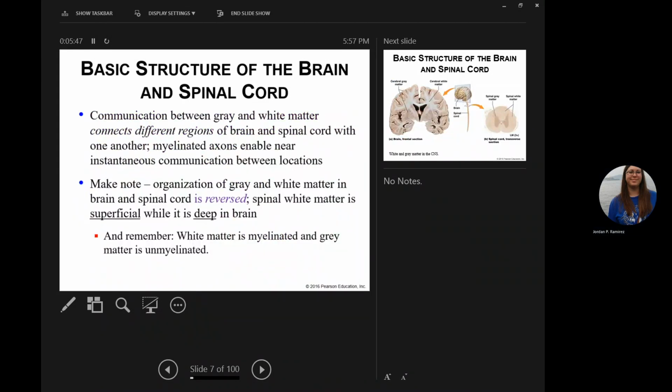All right, so let's talk about the basic structure of the brain and the spinal cord. Communication between gray and white matter connects different regions of the brain and the spinal cord with one another. Myelinated axons enable near instantaneous communication between locations. However, you do need to know that the organization of the gray and white matter in the brain and the spinal cord is reversed. The spinal white matter is superficial when compared to the brain, where it is deep. Also remember, white matter is myelinated and gray matter is unmyelinated.